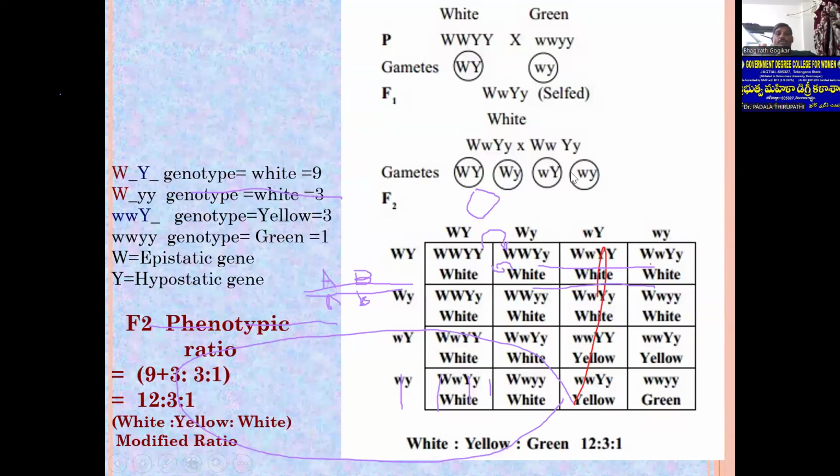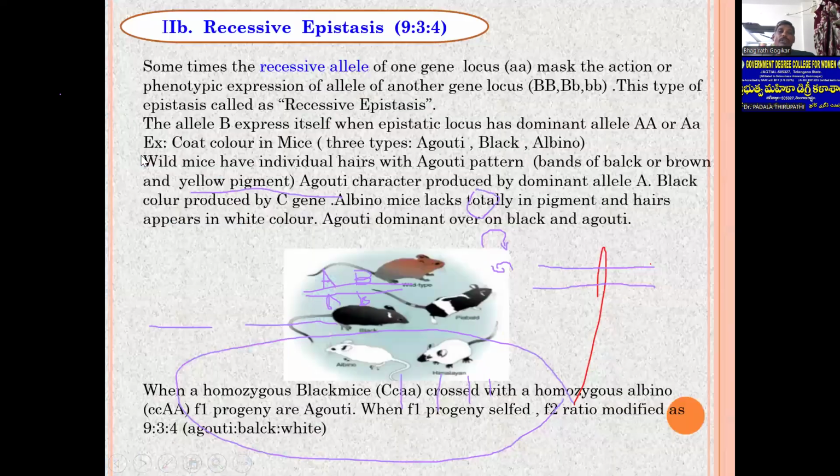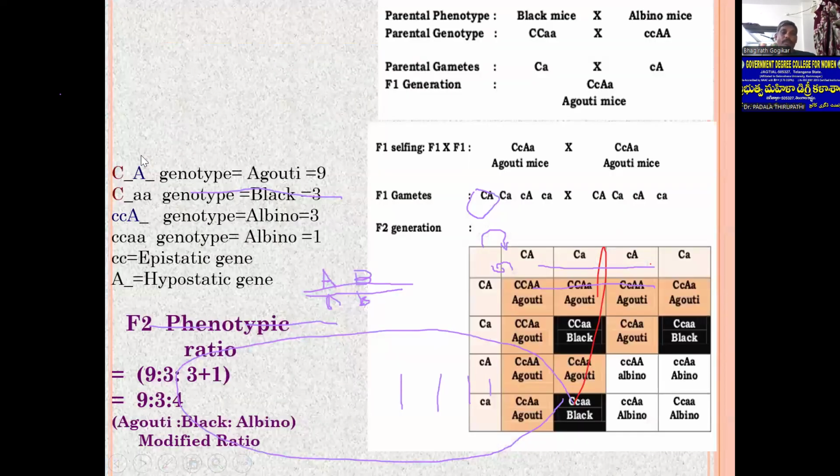Next, by observing this Punnett square or checkerboard, we see 9 genotypes in white color. By selfing the F1 plants in the F2 generation, capital W is there, capital Y is there. Both the dominant genes are there. But what happened here? The capital W is dominant over the capital Y.